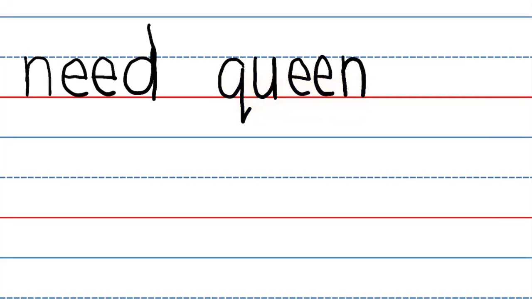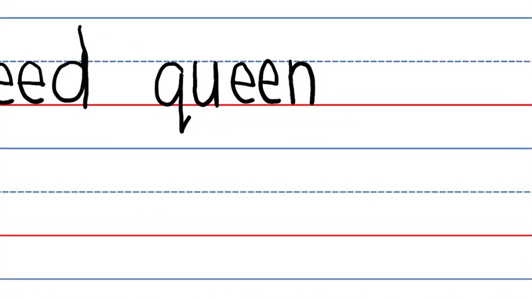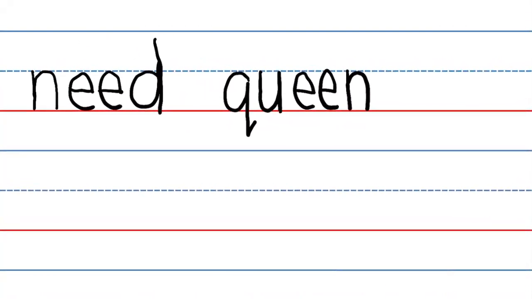Queen, queen. Now, remember, the QU almost always goes together. So we almost never see the Q without the U. And when they're together, they say kw. So can we remember the B needs a queen? Except your spelling word just has need. It doesn't have an S at the end. Need. Okay.